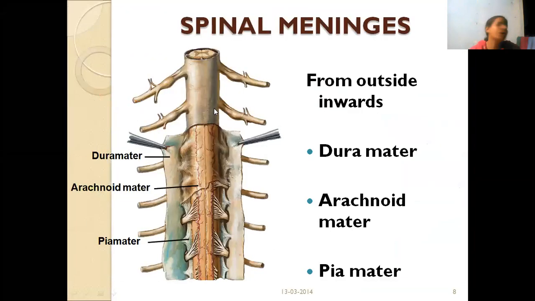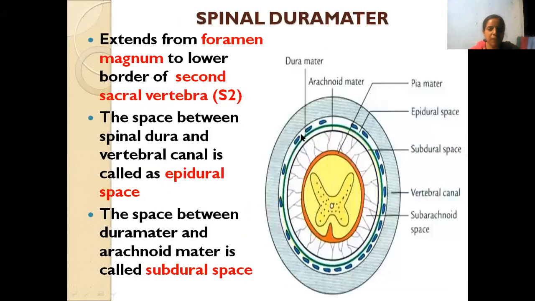This is important. Basically, the spinal meninges, we have three meninges, isn't it? What are those? The outermost is dura mater, middle is arachnoid mater, and the inside is pia mater. Okay? Dura, arachnoid, and pia. So, three meningeal coverings. What we usually see around the brain, the same meningeal coverings we also see around the spinal cord.